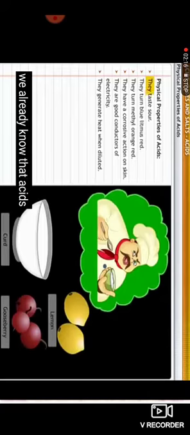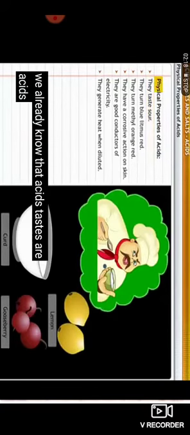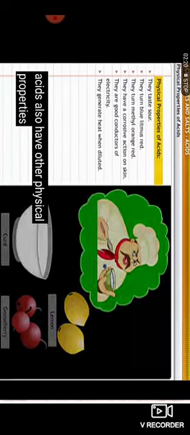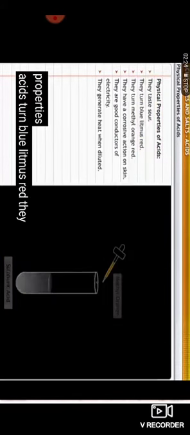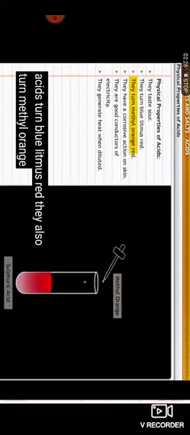We already know that acids taste sour. Acids also have other physical properties. Acids turn blue litmus red. They also turn methyl orange red.